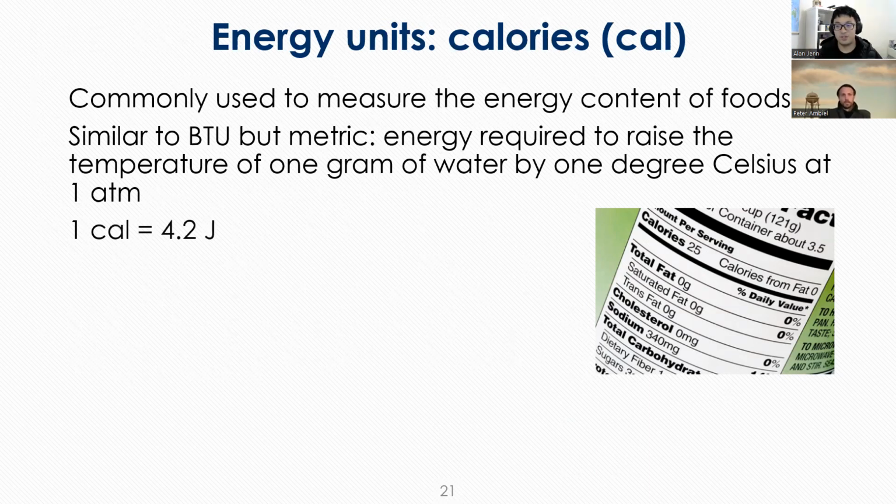You'll remember that the joule is the energy to raise 0.24 grams of water by 1 degree Celsius at 1 atmosphere. So it is smaller than a calorie.